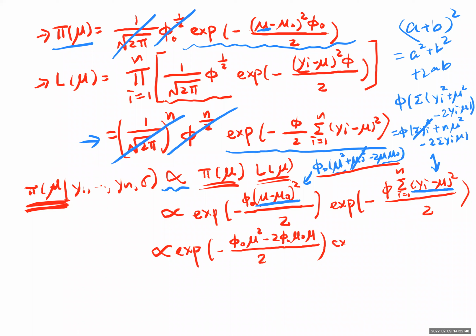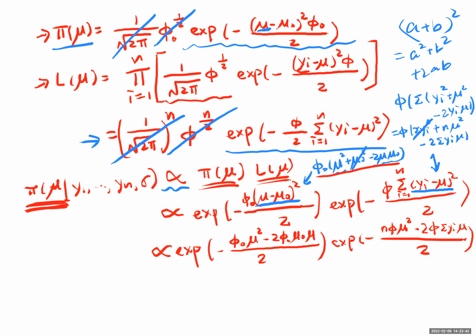And the second part over here, I still have my over two. And then at the top, let's just be really careful. I'm going to have n times phi times mu squared, and then minus 2 times phi times the summation of yi times mu. Like I said, it's algebra, so just be careful. But the biggest thing is that anything not about mu is a constant, whether it's yi, phi, phi zero, or sigma. It doesn't matter, because the prior and the likelihood are functions of mu, and the final posterior is a function of mu as well. So I only need to worry about the mu's.